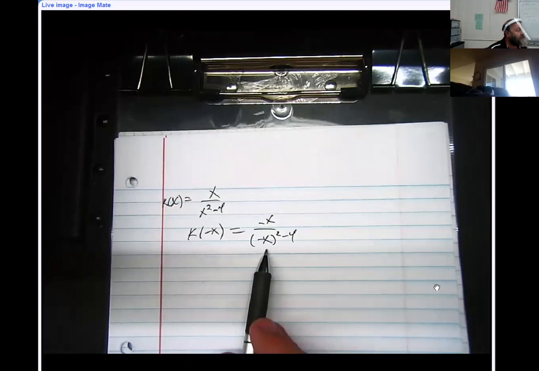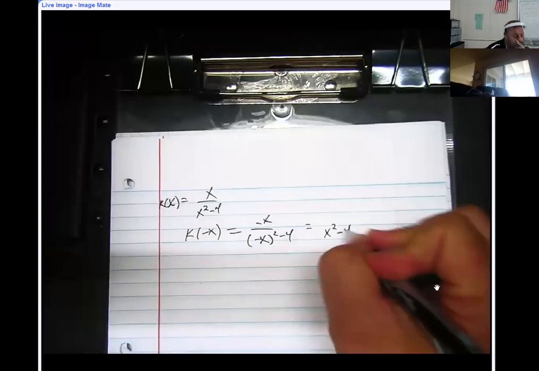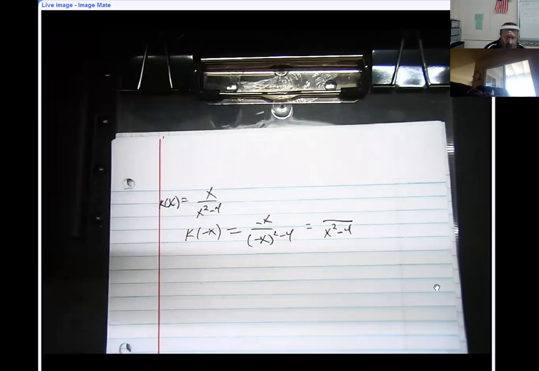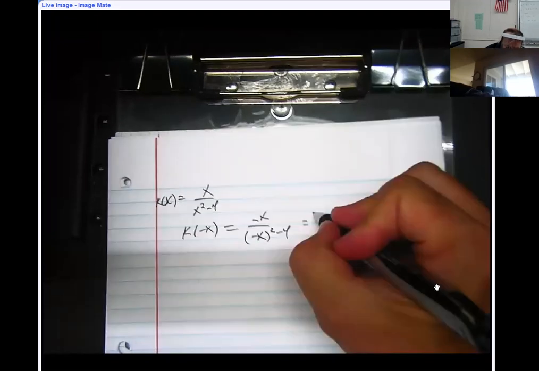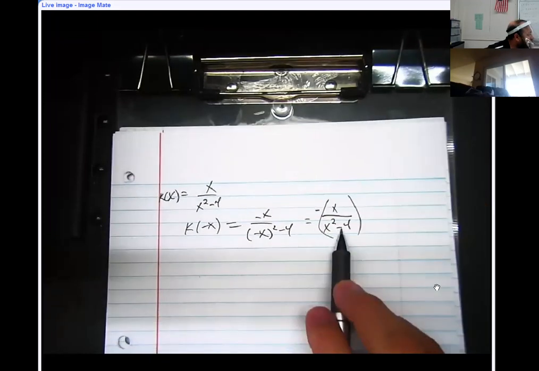What is negative x quantity squared? Isn't that x squared? What happened to the -4? Well, nothing happened to the -4, did it? But what's on top though still? A negative x. Well, check that out. This is the opposite of the original function, isn't it? See that negative? It's still there.